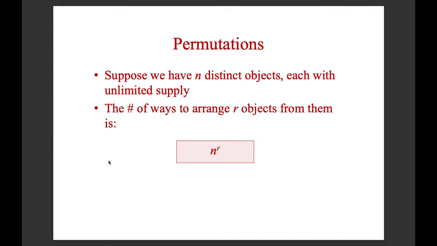Here, suppose that we have n distinct objects, and each of them has an unlimited supply. So for the number of ways to arrange r objects, we need to pick r objects out of them, and for each object there are n possible choices, because there is no limitation. We can choose any one of the objects for the first object, and then there is no restriction, so we can still choose any of the n objects as the second object, and so on. So if we want the r-permutation in this scenario, this will be n to the power r, because of n choices each time. By the rule of product, we get n to the power r. So this is fairly simple, right?